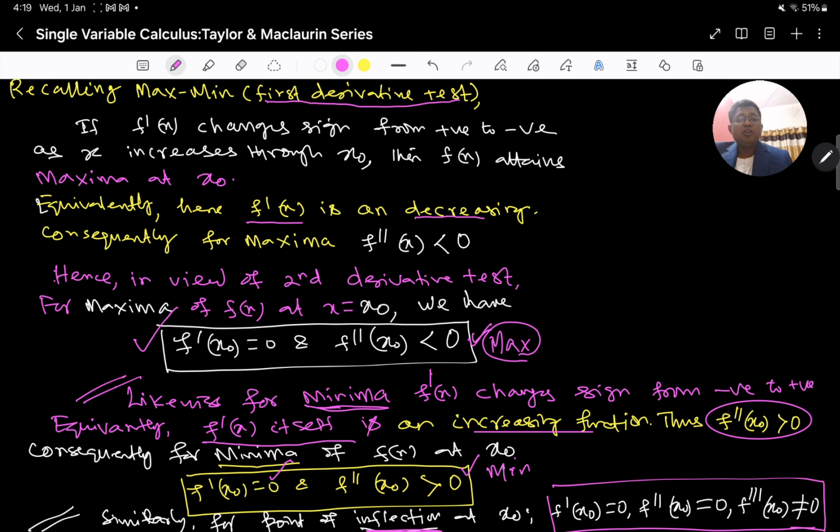So this is for your minima. Now there are certain cases where f double dash x0 is 0. Means f dash x0 is 0 for stationary point, but instead of f double dash x0 being negative or positive, it is equal to 0. In that case, it leads to a point of inflection, subject to the condition that f triple dash x0 is not equal to 0. If we want to understand it diagrammatically, we can see the following diagram.